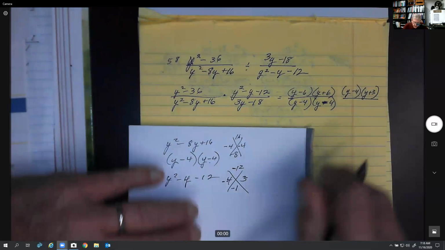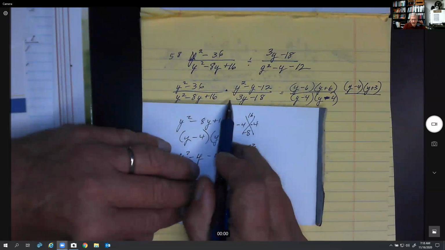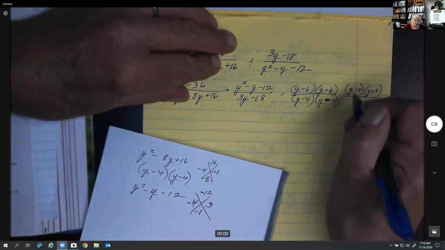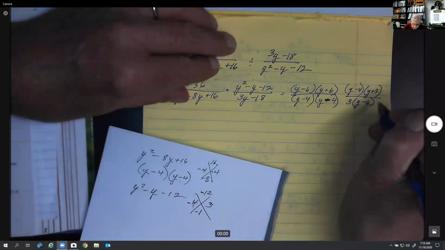Then on the bottom, what about this one? There's no square in the problem. So on this one, we want to just take out something basic, and sometimes you forget about doing that. That'll be y times y minus 6.